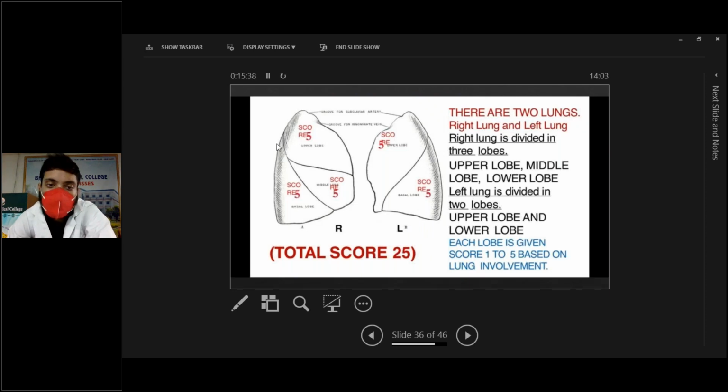So we all know there are 2 lungs. These 2 lungs are divided into 5 lobes. On the right, there are 3 lobes, and on the left, there are 2 lobes, which are divided by the major and the minor fissures. For each lobe, we are going to give a score of 5. So 5 into 5, we are going to give a total score of 25. So we have to see how much each lobe has been involved.